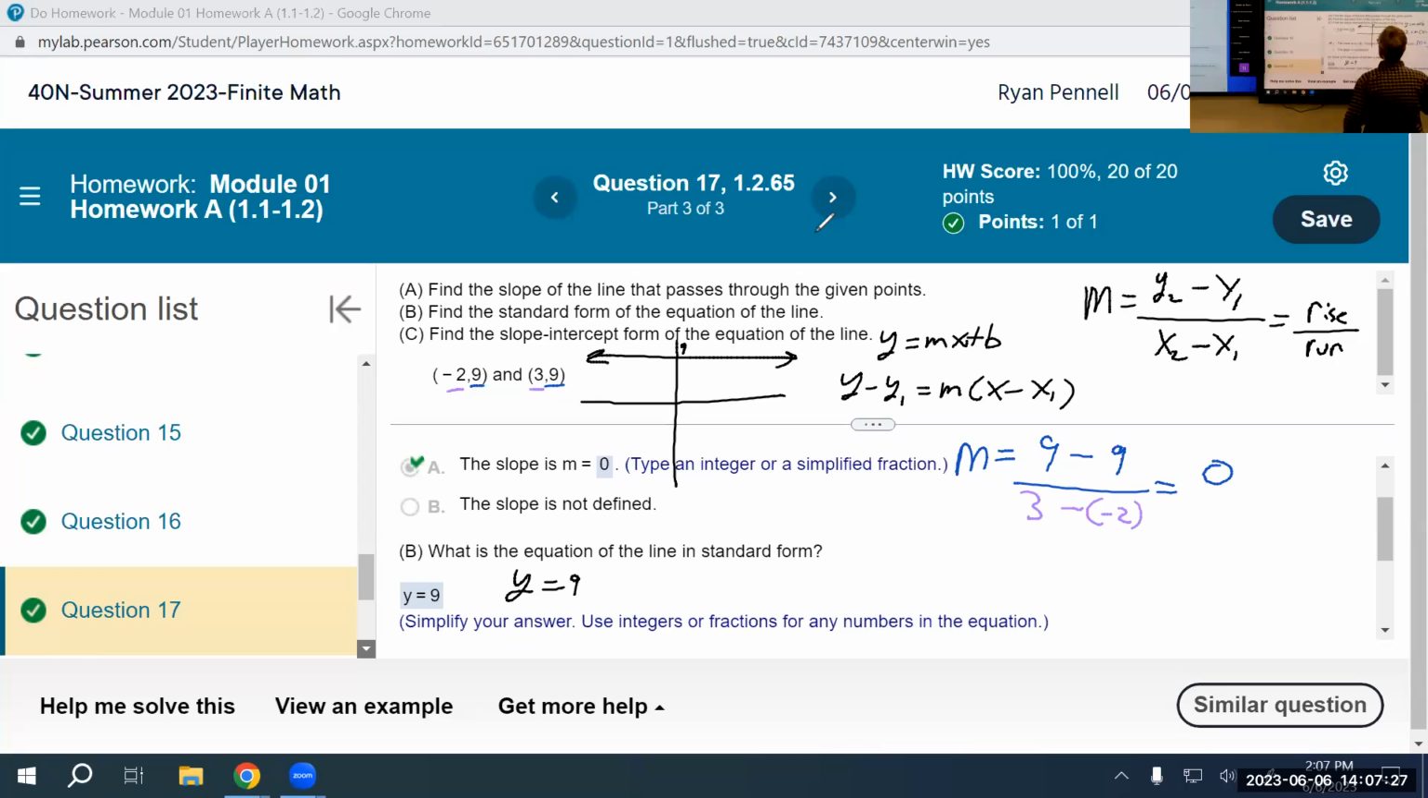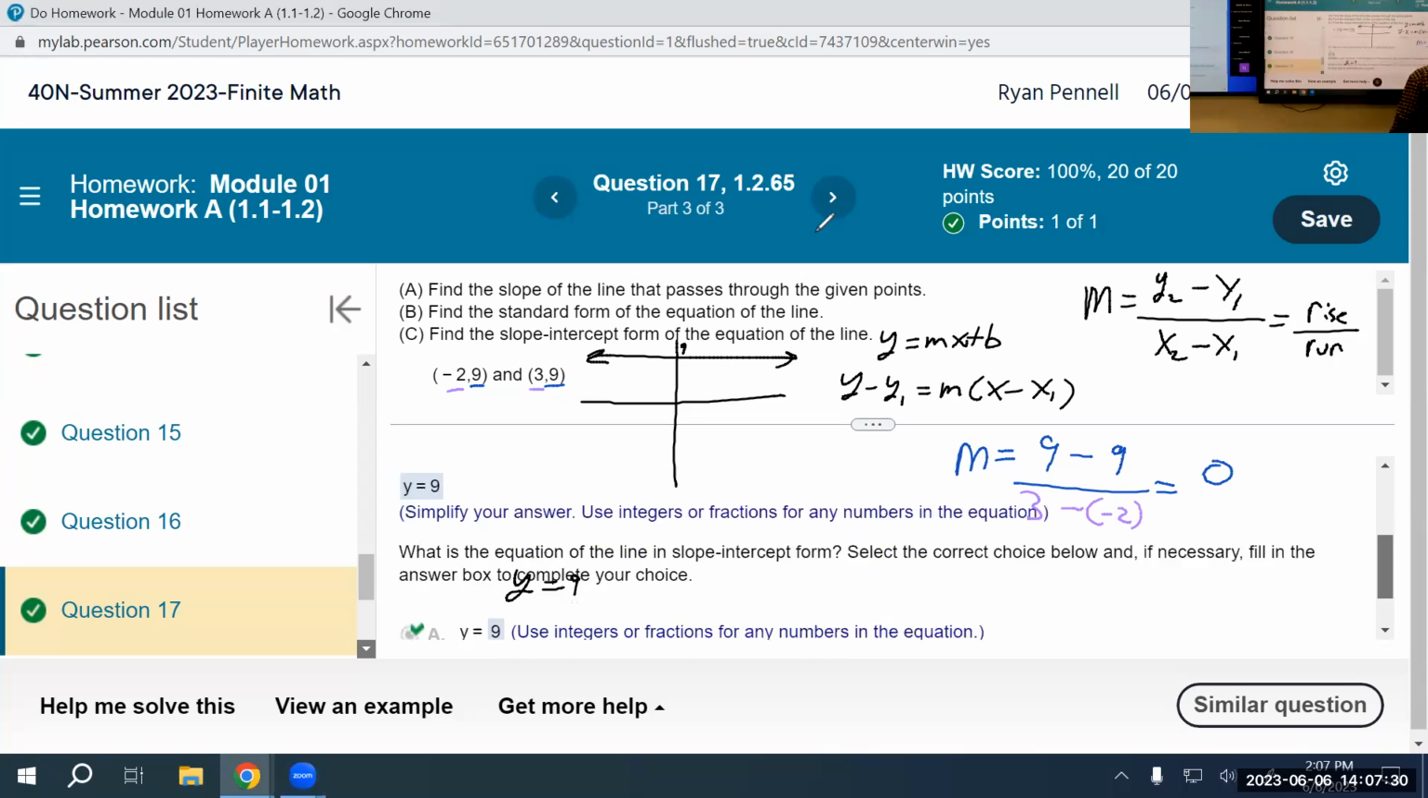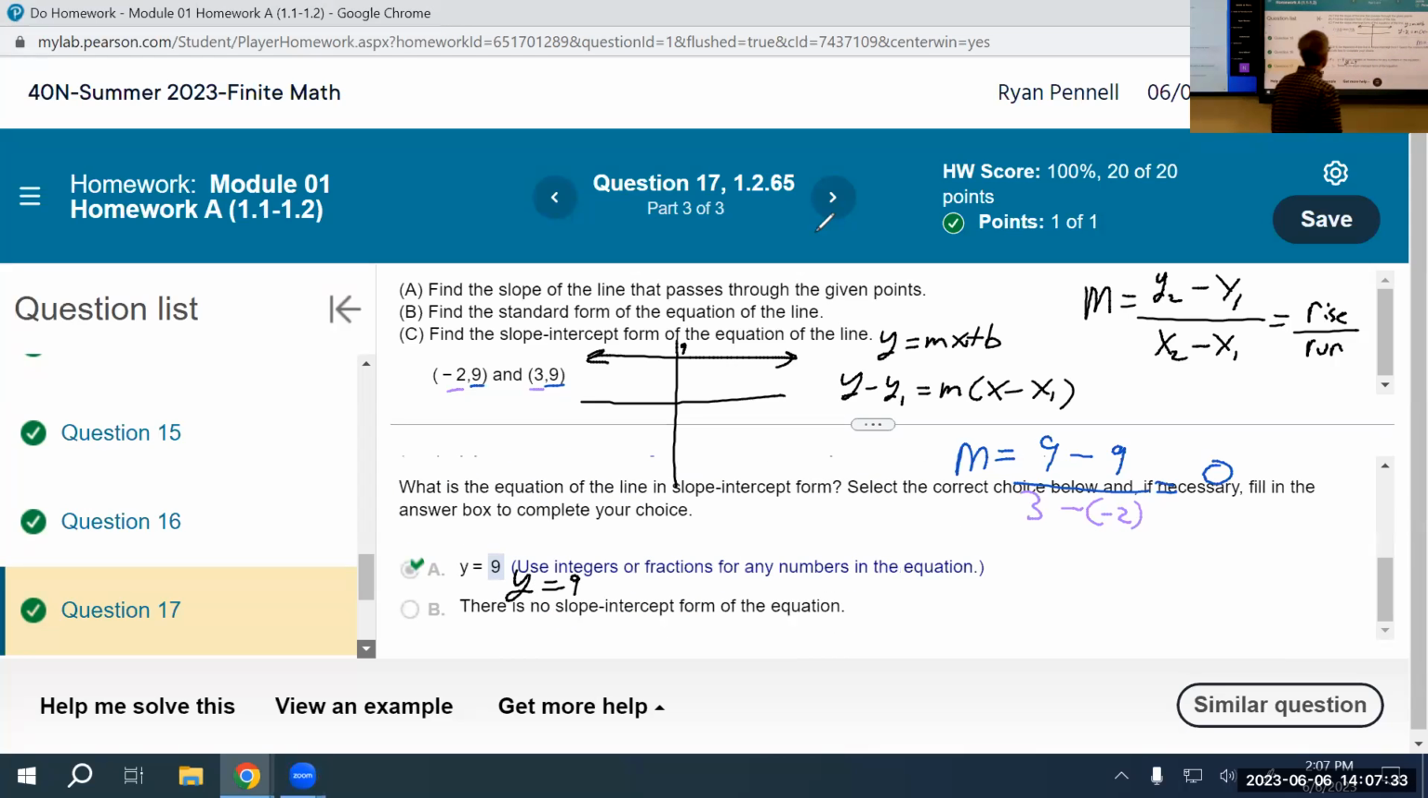So I'll go down just a little bit so you can see what that last part is. It says, what is the equation of a line slope-intercept form? Select the correct choice below, and if necessary, fill in the answer box to complete your choice. So this is just y equals 9. It's a horizontal line, and it always equals 9. But that would work for any number. The x-axis is y equals 0. That's a horizontal line. So if you're dealing with a horizontal line, it's just y equals that constant. That's the idea.